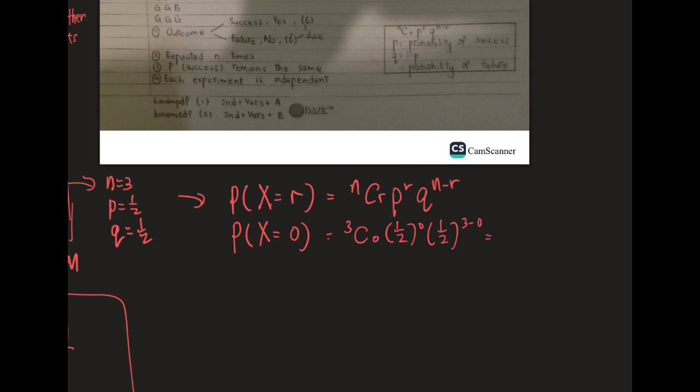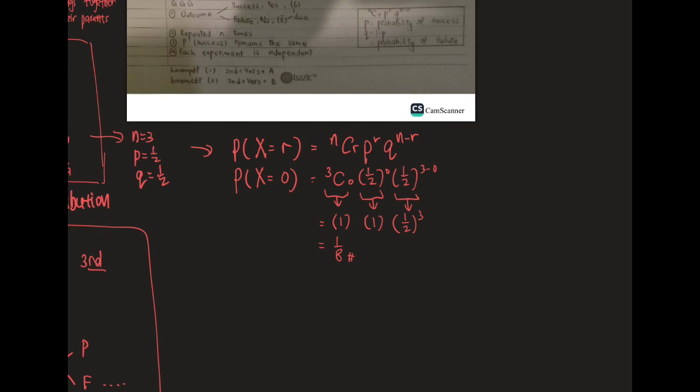So 3C0, press calculator, this is 1. Half power 0 is 1. This one, 1/2 power 3, which is 1/8. So you can use this formula. Of course, if it is binomial, you better use this formula. Don't care about the tree diagram way anymore. So use the formula to find P(X equal to 0), P(X equal to 1), P(X equal to 2), and P(X equal to 3).